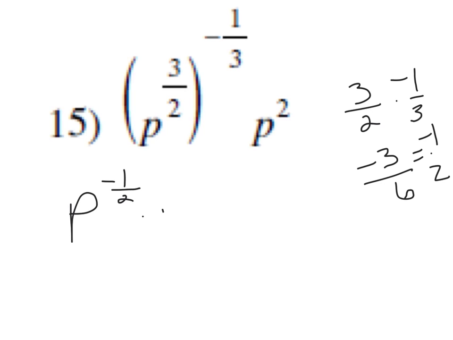And then we're still multiplying times p squared. All right, so now we're back to the other rule that says if we have a common base, we add the exponents if we're multiplying the bases. So we keep the p, and we're going to add the negative 1/2 to the 2. And we end up with a 3/2 as our exponent.